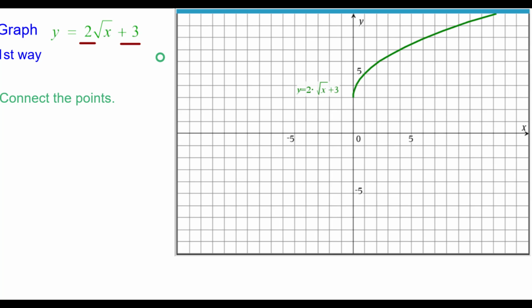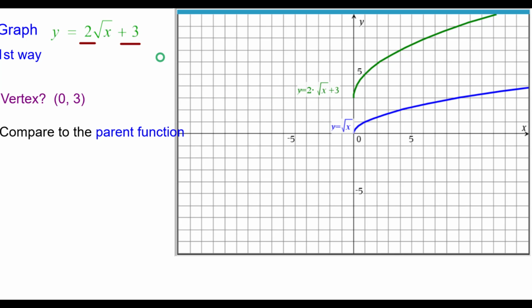Connect the points to make it look like that radical curve. The vertex is at 0, 3. And so we should compare it again to the parent function. It's been shifted up and it goes up a little faster.